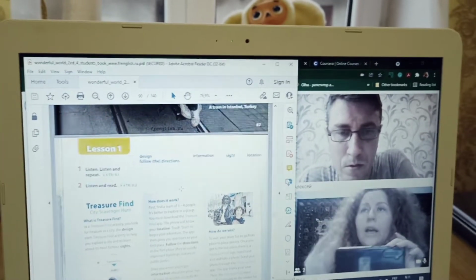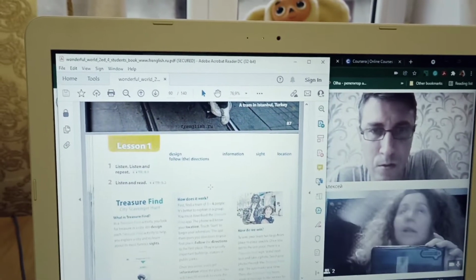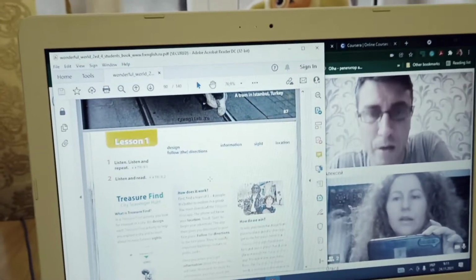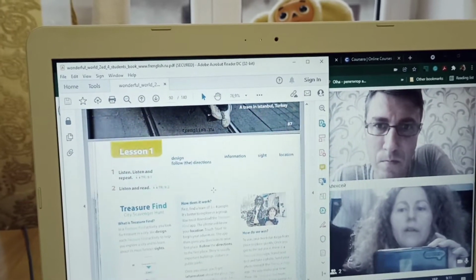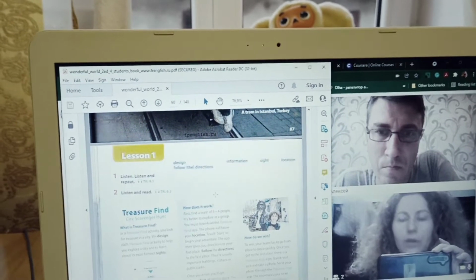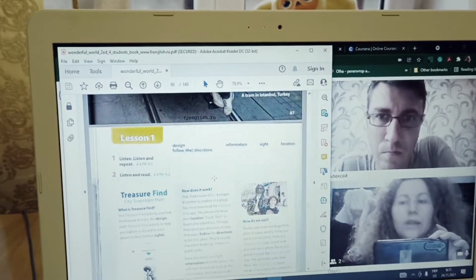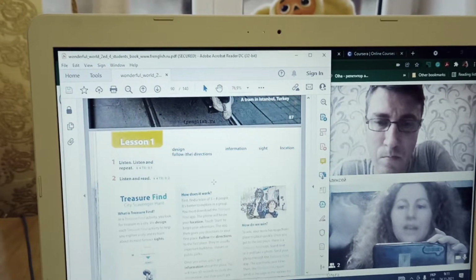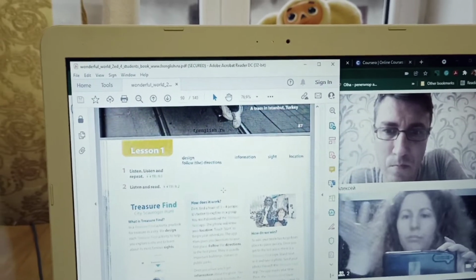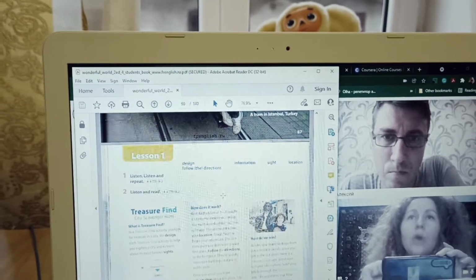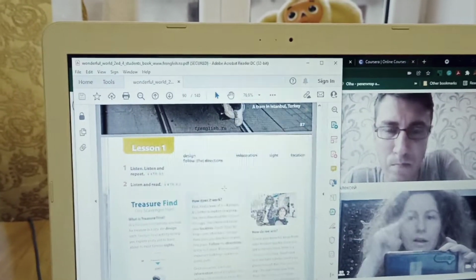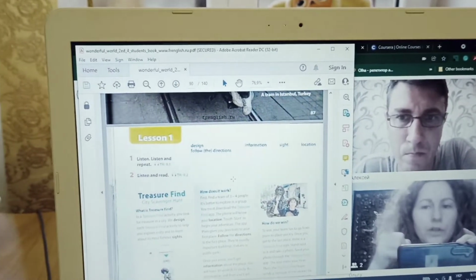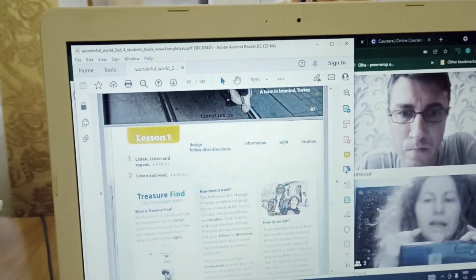Site, again, what does it mean, site? You can see a lot of beautiful places around you. Then location, your current position. Where are you? Location. Then design, it's something created by people or something created with special monuments. Design.